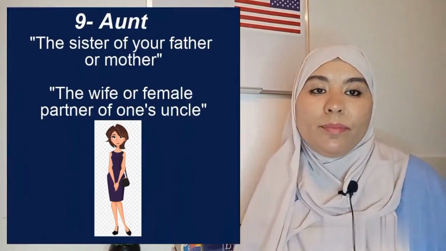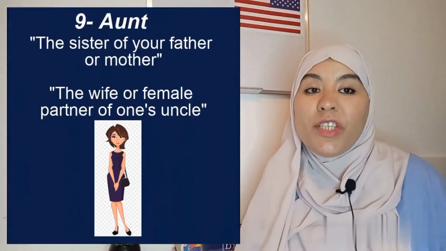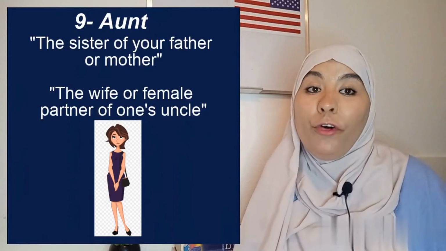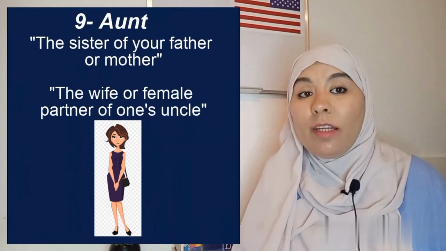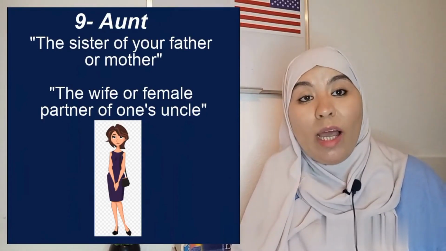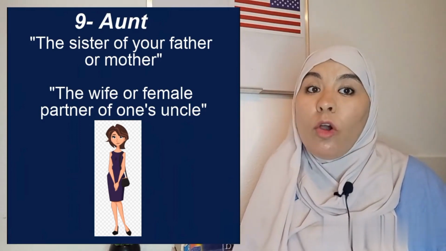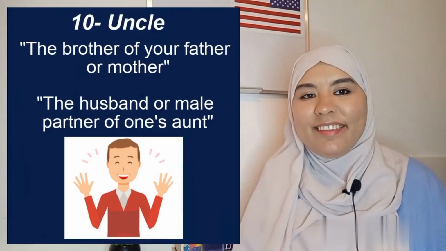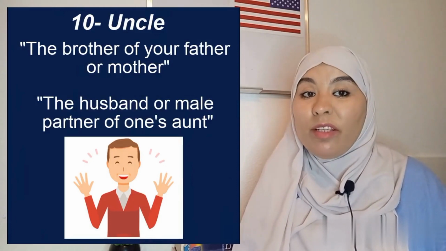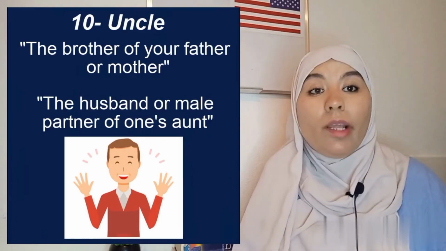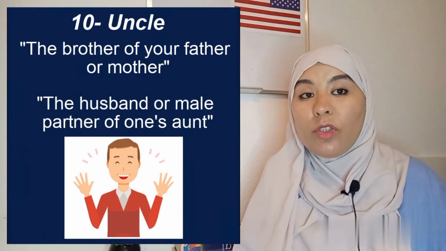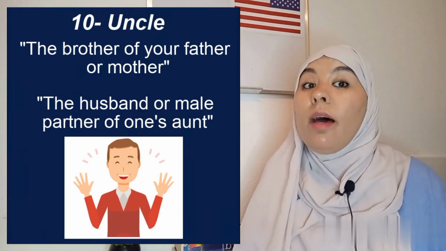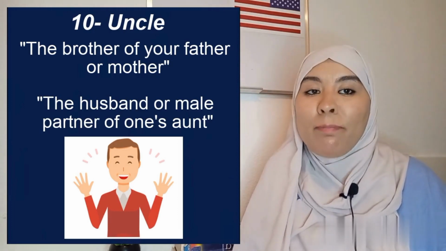Number nine, aunt. She is the sister of your mother or father. We can also call aunt to the wife or female partner of one's uncle. Number 10, uncle. Uncle is the brother of your mother or father. We can also call uncle to the husband or male partner of one's aunt.